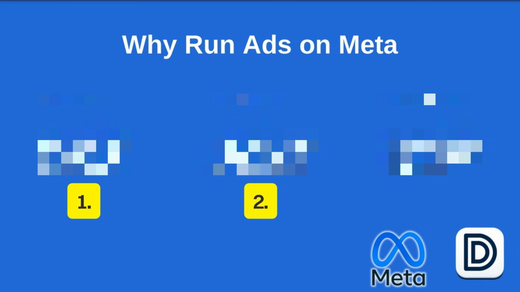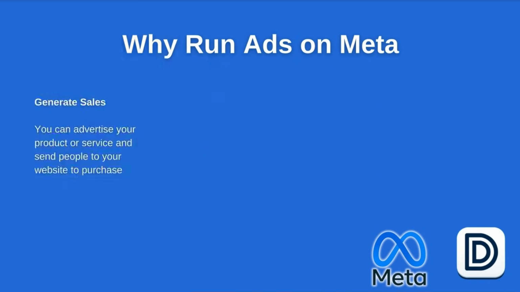Generally speaking, there are 3 reasons for you to run ads on the Meta platform. The first is to generate sales. You can advertise your product or service and send people to your website to purchase. You can also send people to your shops on Instagram and Facebook, but generally this is looked at as e-commerce. If you can spend money to make money, let's make making money really easy by showing you how to spend it in a way where you can see the success that you deserve.